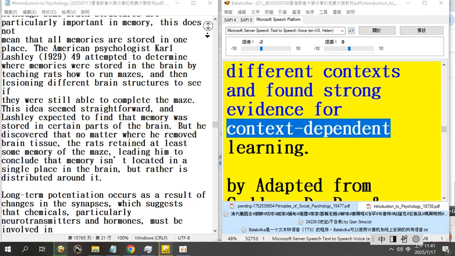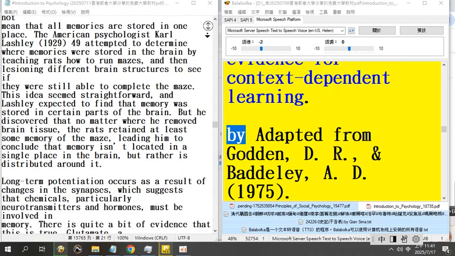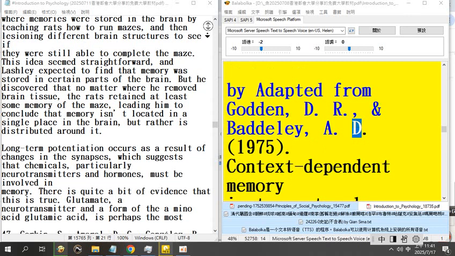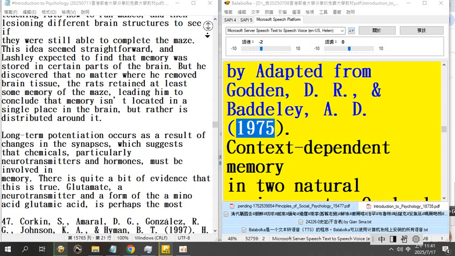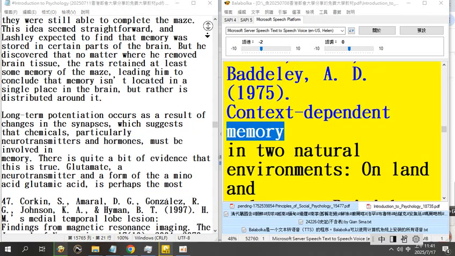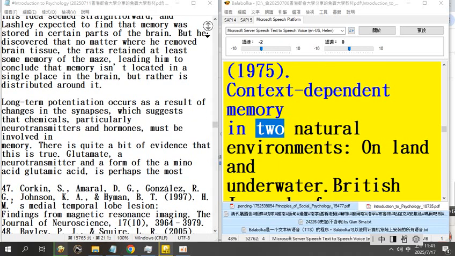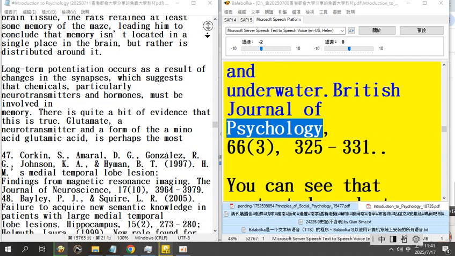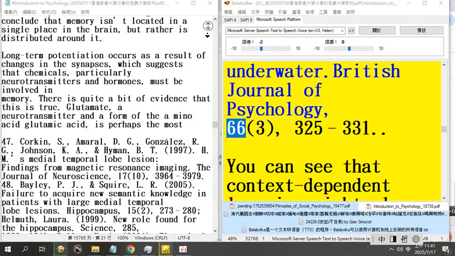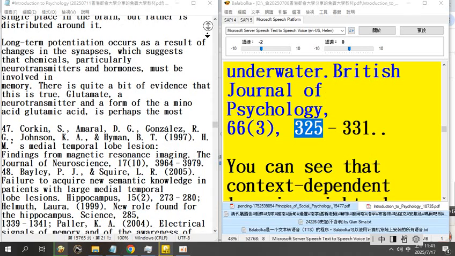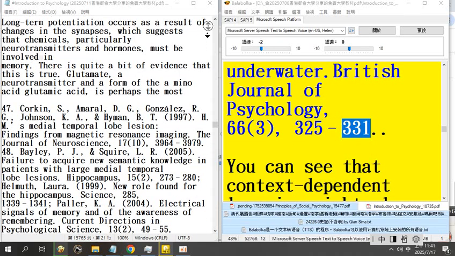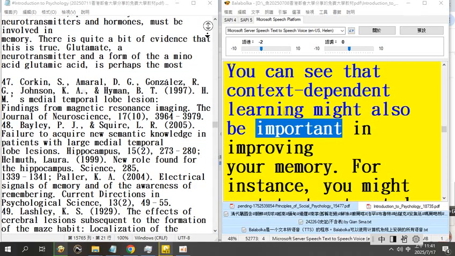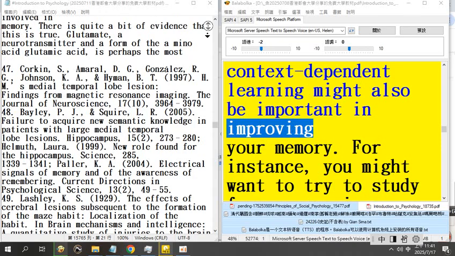context-dependent learning. Adapted from Godden and Baddeley, 1975. Context-dependent memory in two natural environments, on land and underwater. British Journal of Psychology, 66, 325-331. You can see that context-dependent learning might also be important in improving your memory.